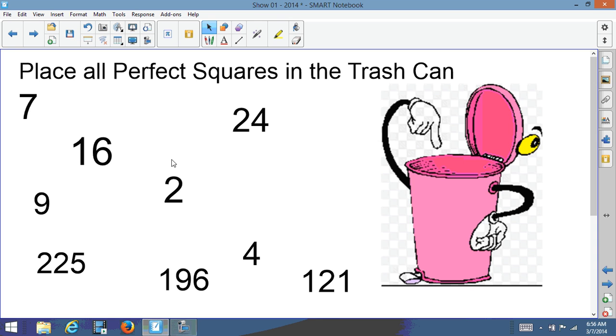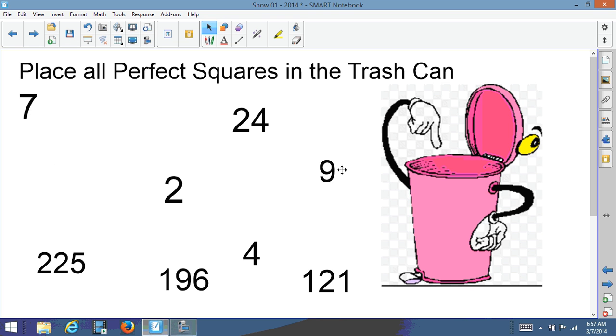So I have to look for numbers that are perfect squares that will go in the can, that can take a square root and give me a whole number. Let's see, I see 16 over there. The square root of 16 is 4, so that's got to be a perfect square. I see 7 over there. What's the square root of 7? I get a strange number. I can't think of a number times itself that equals 7. I know 3 times 3 is 9. Oh, there's 9.